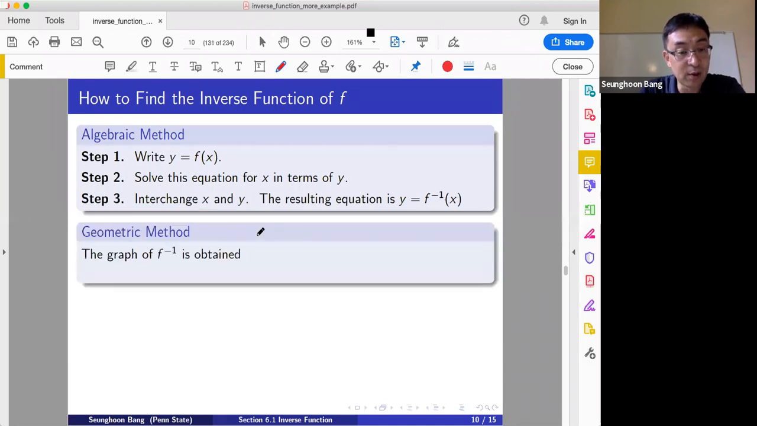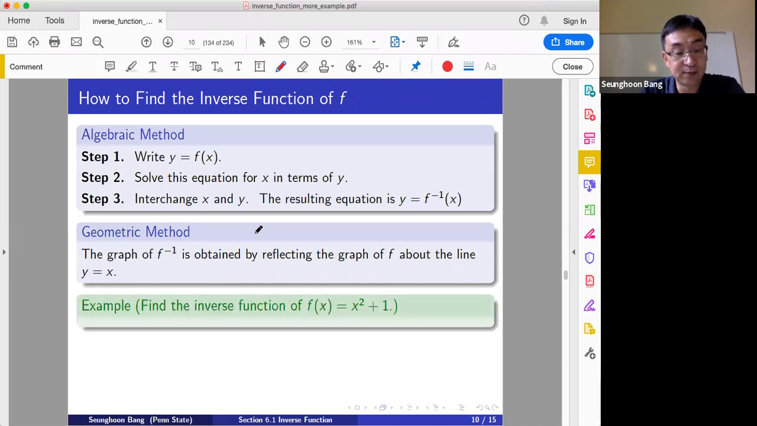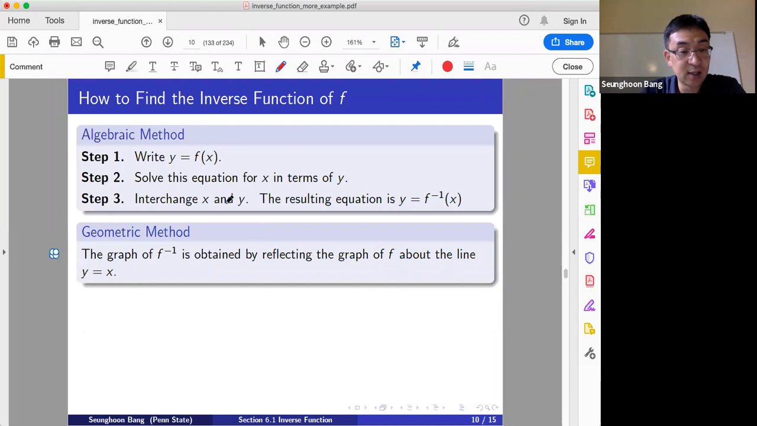What's the geometric method? The graph of inverse of f is obtained by reflecting the graph of f about the line y equals x. Yeah, this makes sense. Here, we have one graph given, so like this. Another one, this is y equals x. You can draw another one. This is a function f. This is the inverse function.